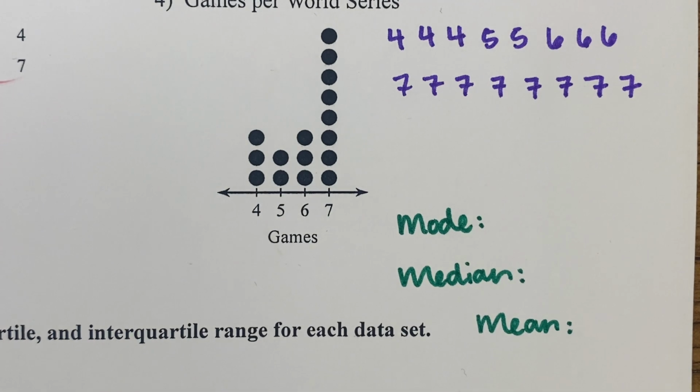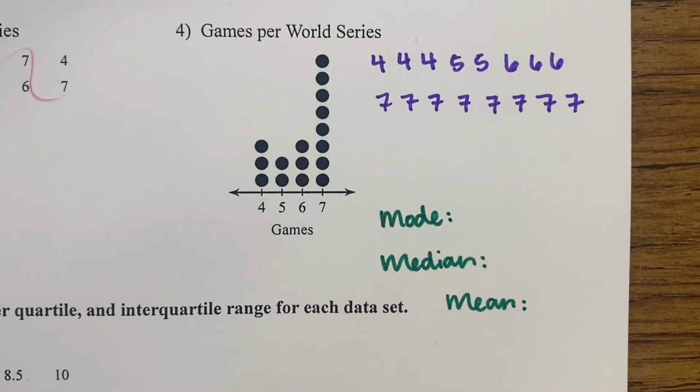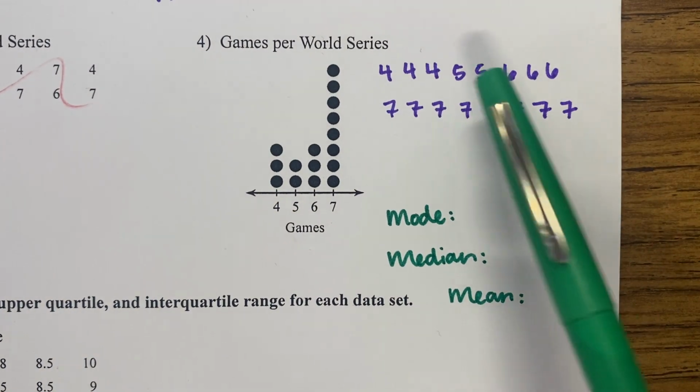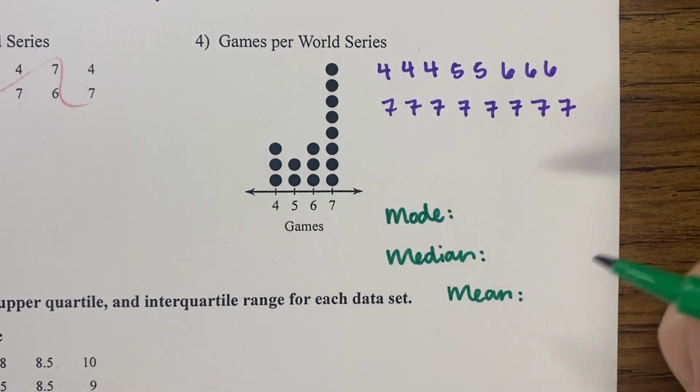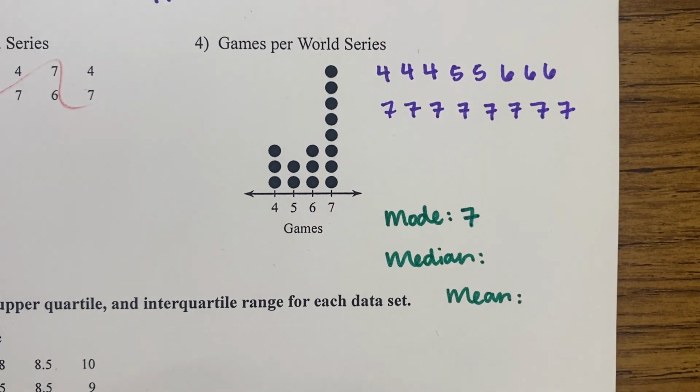Okay, so let's go ahead and find our mode. I'll zoom out just a little bit. Okay, so the number that shows up the most is, this one's really easy to see, 7. Okay, this one has the most occurrences.